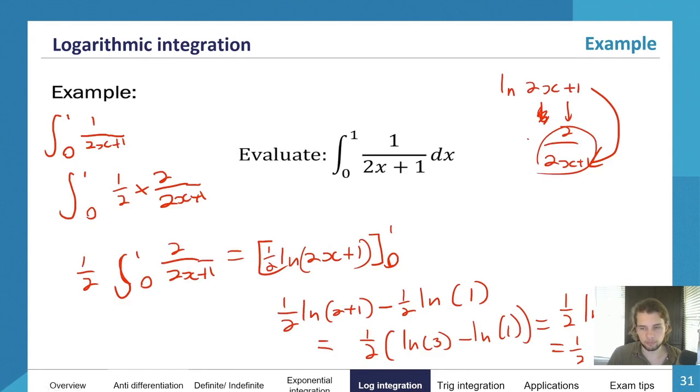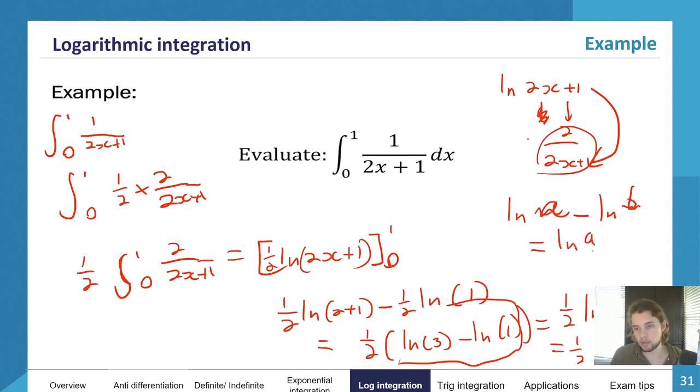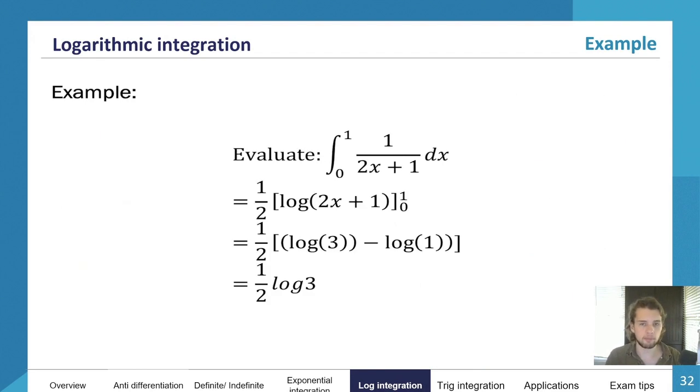Yep, okay. And this over here is just using our logarithmic rules. I know that if ln whatever subtracts ln whatever, let's say ln a subtracts ln b, that is equal to ln a over b. And that's just one of our rules that you should probably get comfortable with if you don't know it already.